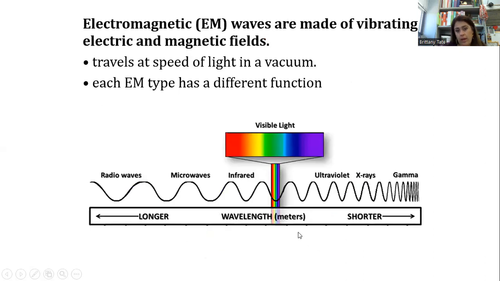So another type of wave that we studied was the electromagnetic wave. Electromagnetic waves are made of vibrating electrical and magnetic fields, and these do not need matter to travel through. So mechanical waves need matter to transfer through. Electromagnetic waves do not, so they can travel at the speed of light through a vacuum.